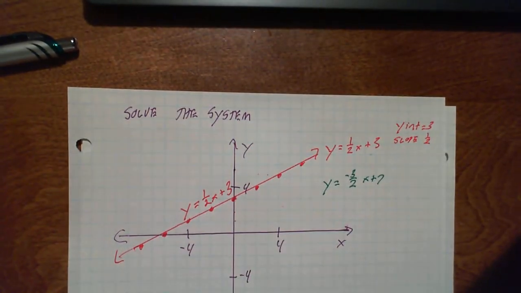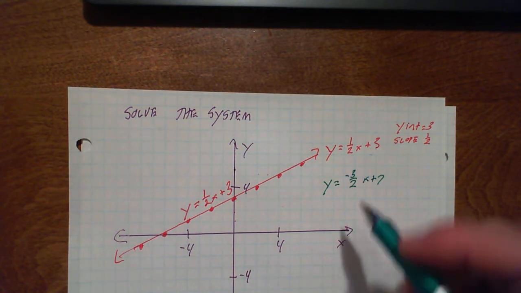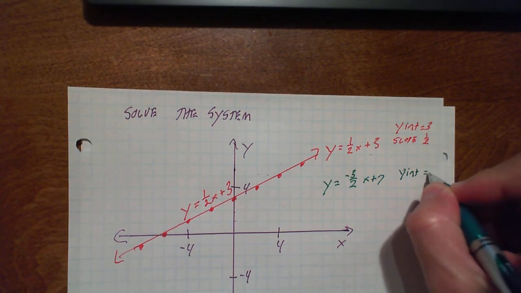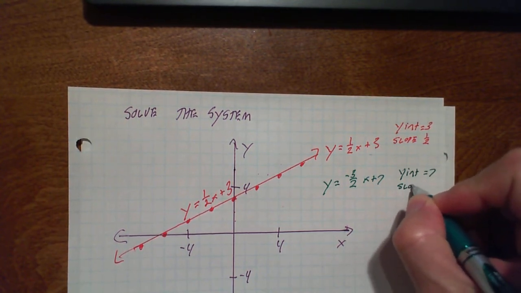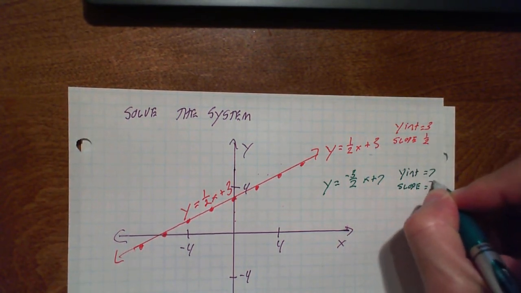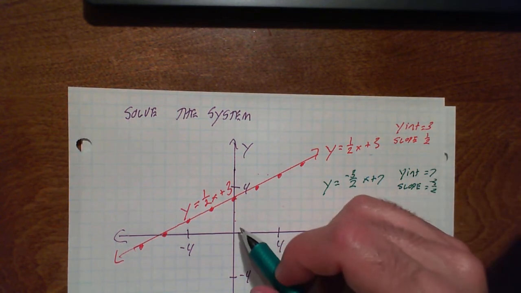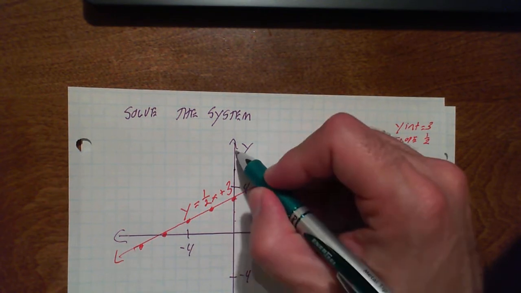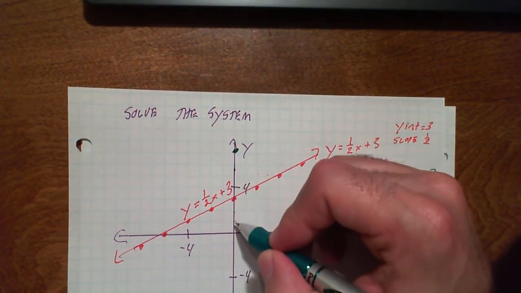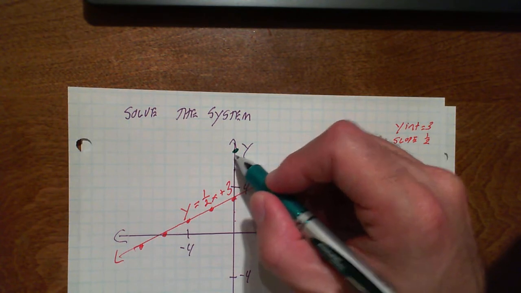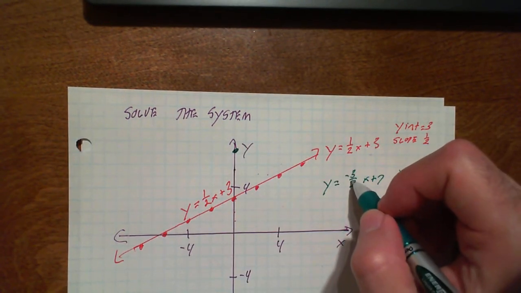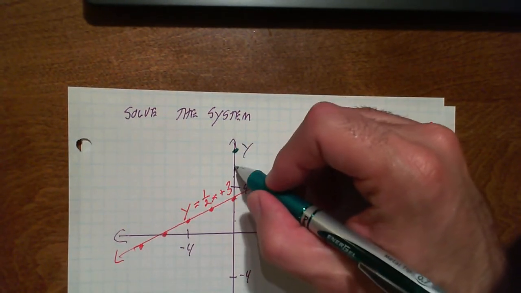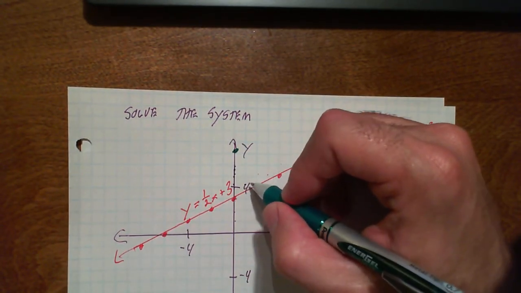Okay, now the green line, or the green equation, y equals negative 3/2 x plus 7. The y-intercept is 7. The slope is negative 3 over 2. Okay, so I go up 7: 1, 2, 3, 4, 5, 6, 7 is my y-intercept. And then my slope is negative 3 over 2, which means it's going to go down. Down 1, 2, 3 over 2.